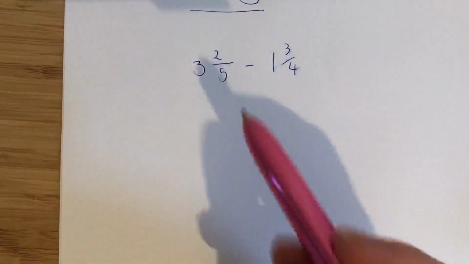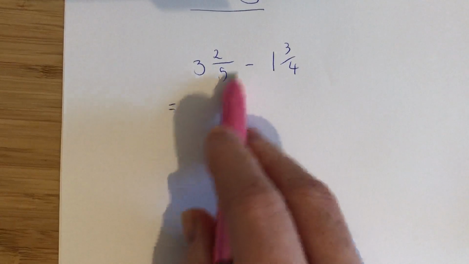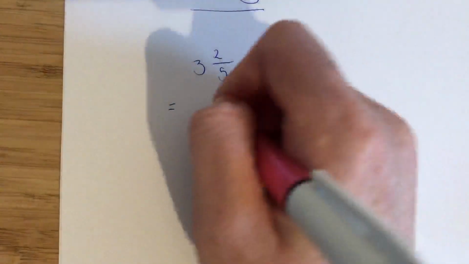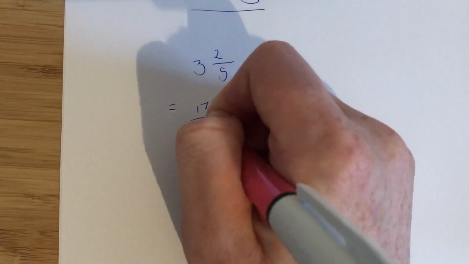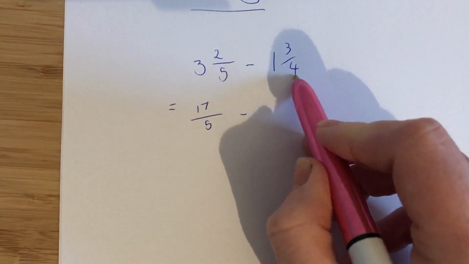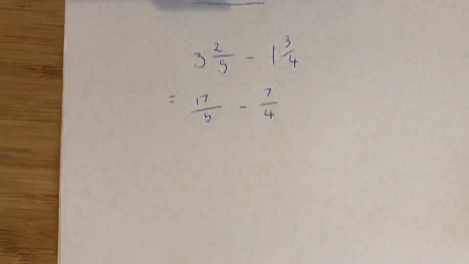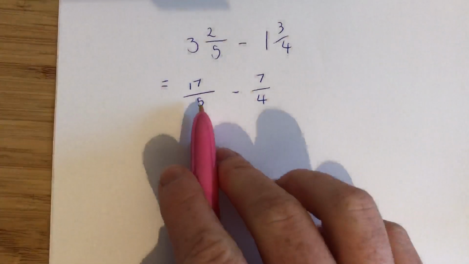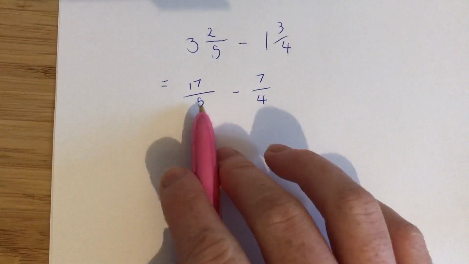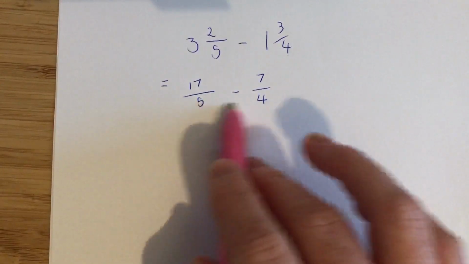Again, just to follow the same process, we're going to change these into improper fractions. 3 times 5 is 15, plus the 2 is 17. So we've got 17/5 for this one, minus 1 times 4 is 4, plus the 3 is 7. So we've got improper fractions here, but what we actually need is a common denominator. We can't take quarters away from fifths, they need to be the same thing.